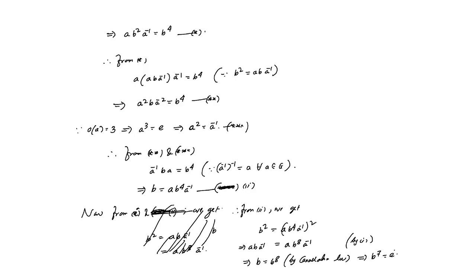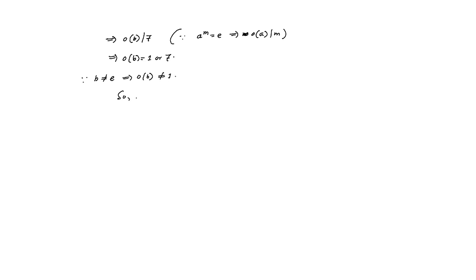So B to the power 7 equals identity, that exactly implies order of B divides 7. And if A to the power m equals identity, that implies order of A must divide m. So that means order of B equals either 1 or 7. Now it is given B not equal to E, and that implies order of B is not equal to 1. So order of B must be 7. So we have proved the result.